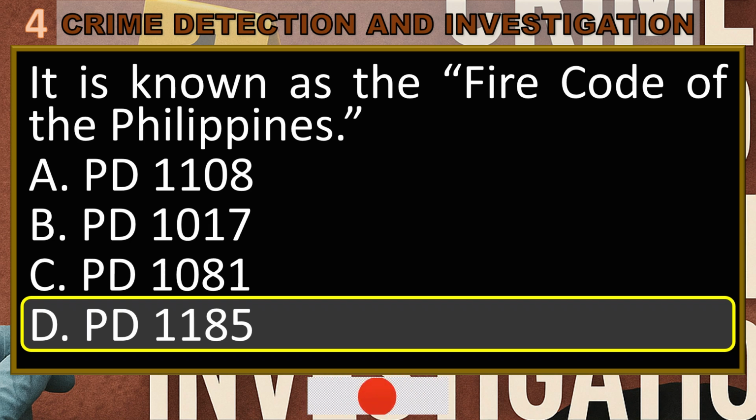Explanation of other choices. A. PD 1108. Not related to fire safety. This decree is unrelated to the Fire Code. B. PD 1017. Unrelated decree, also not connected to fire regulations. C. PD 1081. Covers other matters, such as national parks or environmental policies, not the Fire Code. Final answer: PD 1185.